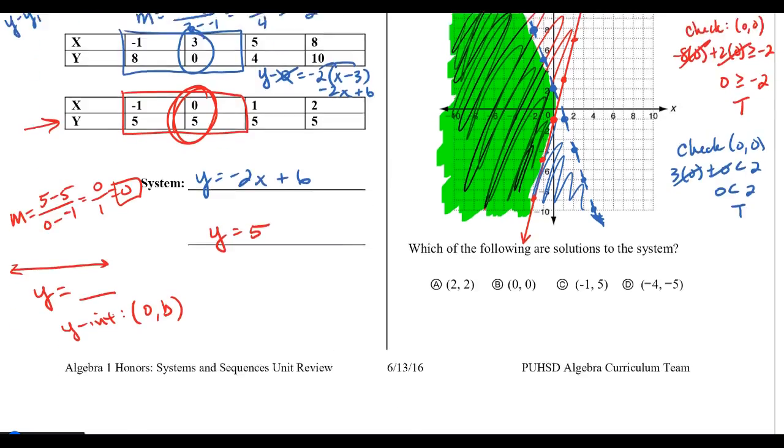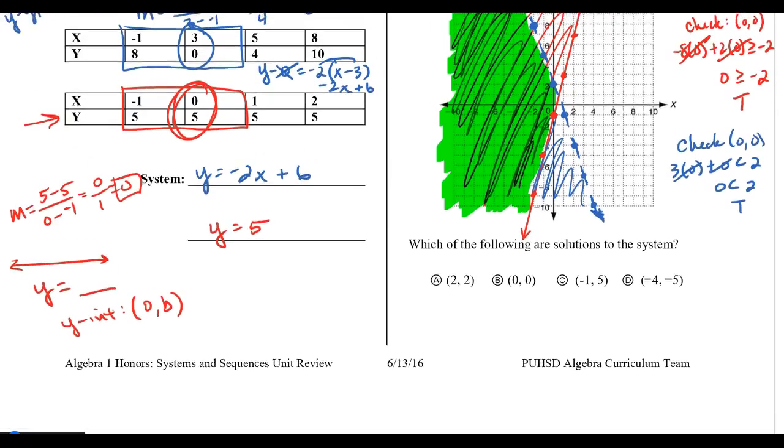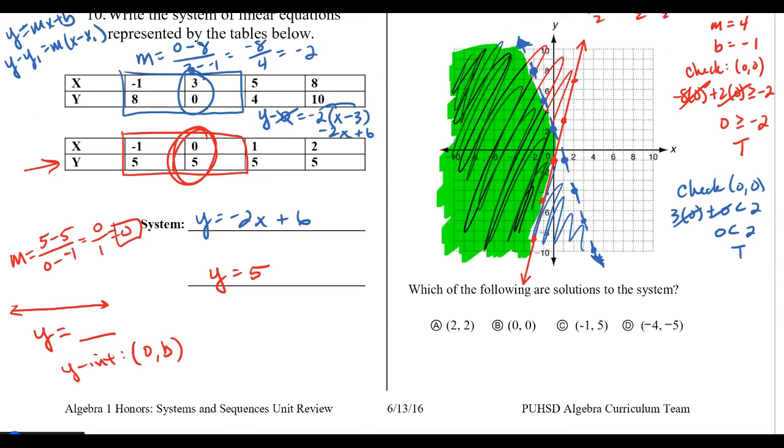All right, and then looking at the very last part of that question, which of the following are solutions to the system? So we have to check all of these. Is 2, 2 in the highlighted region? Well, 2, 2 is over here, so nope. 0, 0. Yep, it's right there, right in the middle of the green stuff. And we knew that was true because it was true for both of the checks, so that is for sure true. Negative 1, positive 5.